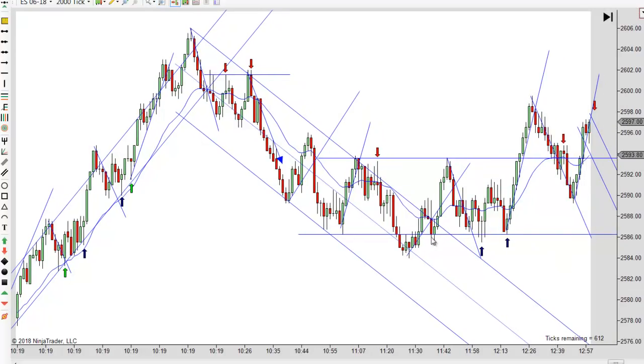But it does bounce. You don't get that failed second entry short here till here. And by that time, you've already had a close outside the new high, so I wouldn't be taking that one. You do get a failed second entry long here, but it's right into those lows. We're kind of going sideways here. I think it would have worked, but I don't recommend it.